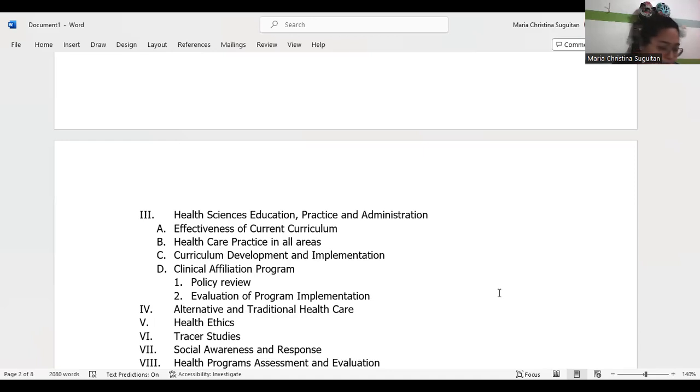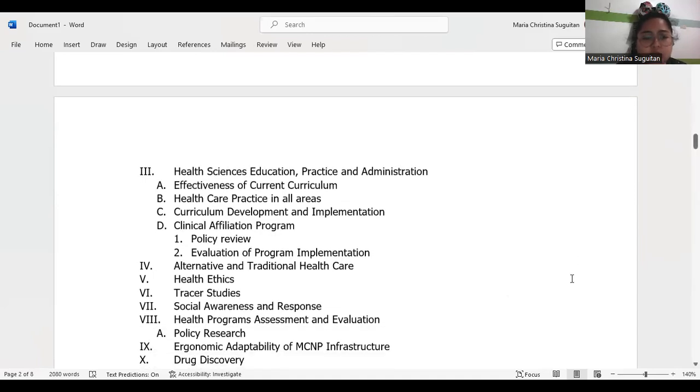Okay? Kaya nga, guys, mahalaga po din na nag-i-eval kasi para makita po namin kung saan ang lackings, ano ba ang problema, ano ba dapat namin gawin para lang po mag-excel tayo. Ganyan din sana kayo, guys, i-evaluate nyo. Mas umokay ba ako, mas sumipag ba ako mag-aral ngayon, unlike dati kasi mababa ako noon, na gusto kong bumawi. So that's evaluation, okay? And then we have alternative and traditional healthcare. Yan, actually may nakita naman ako yung mga herbal plants, yung mga sa inyo ng research title, and then health ethics, tracer studies, social awareness and response, health programs, assessment and evaluation.